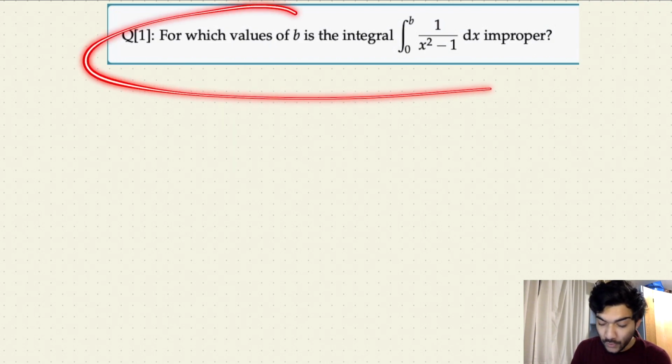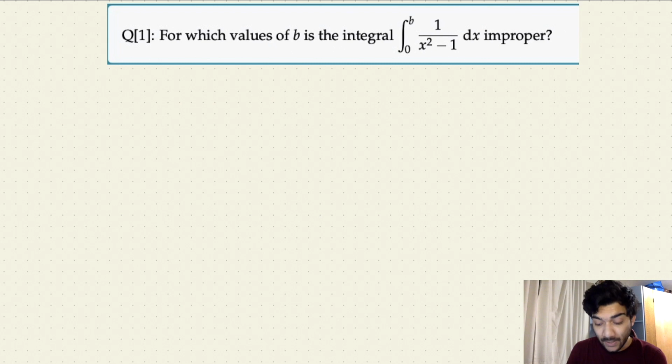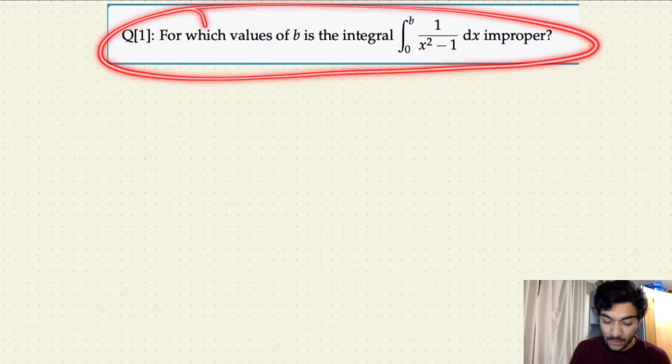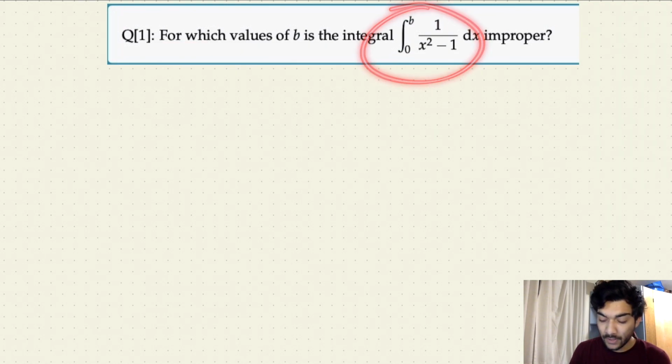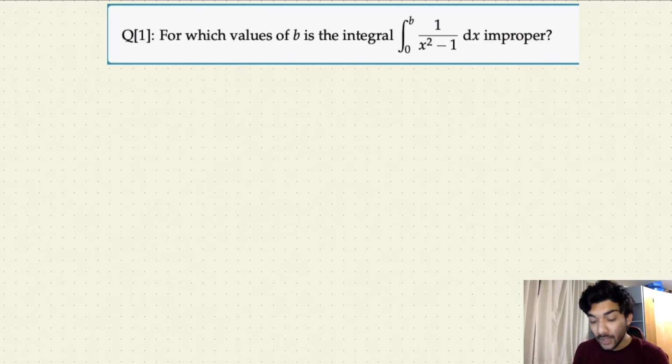So let's move on to a new unit which is based on improper integrals. In this video, we will learn when an integral is known as an improper integral. In this question, you have to identify for which values of b this definite integral is improper.